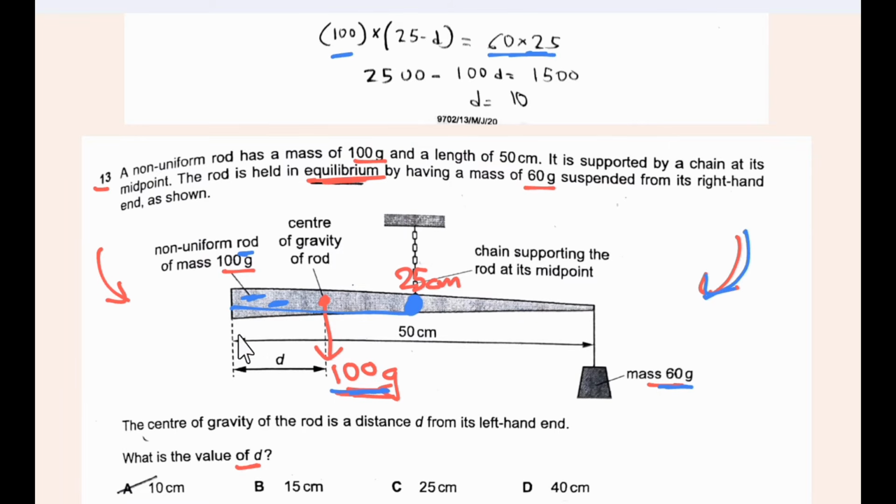Total distance is 25 and this distance is d. So 25 minus d would give this distance. So this is the distance from the center. So 25 minus d, after calculating we get the value of d as 10. So it would be 10 centimeter.